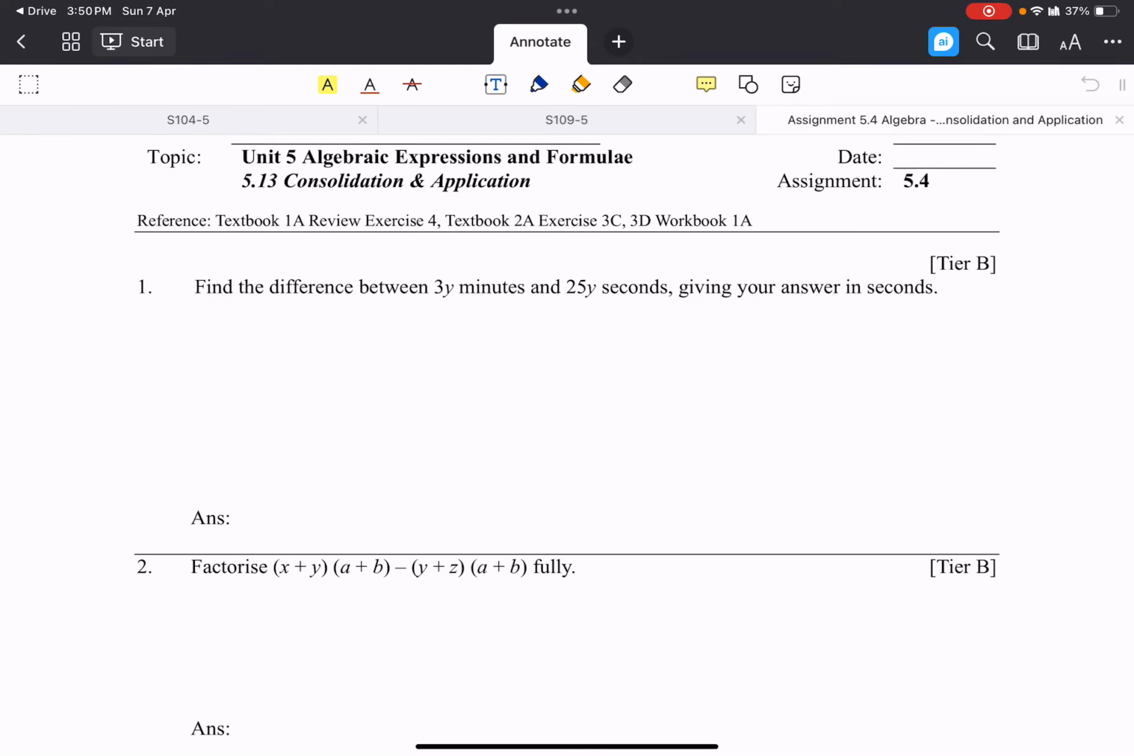Hello students, welcome back to part 4 of our algebraic expression and formulae. So in this part, we will just do some consolidation and applications, some word problems, right?